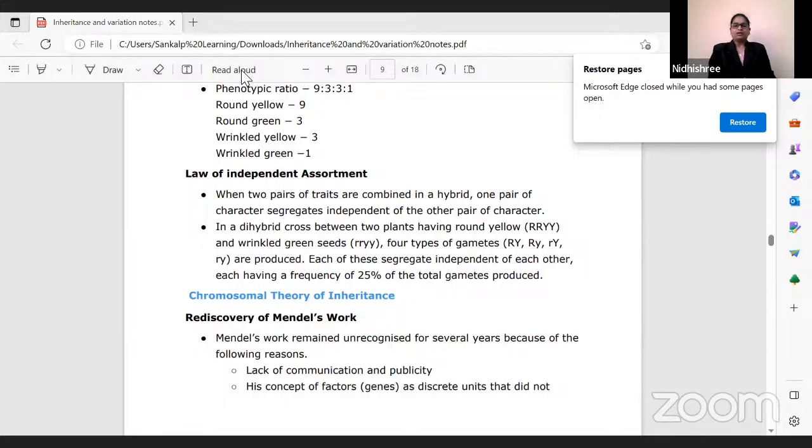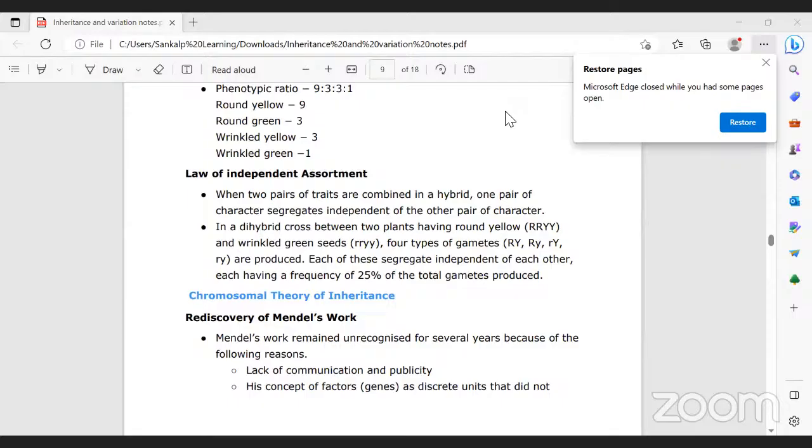So here, as you can see, guys, I will ask a few questions from this document itself. Law of inheritance or law of dominance: through which cross did Mendel determine it? I repeat, through which experiment did Gregor Mendel give the law of dominance? Which experiment did he put forth the law of dominance from? Incomplete dominance? No.